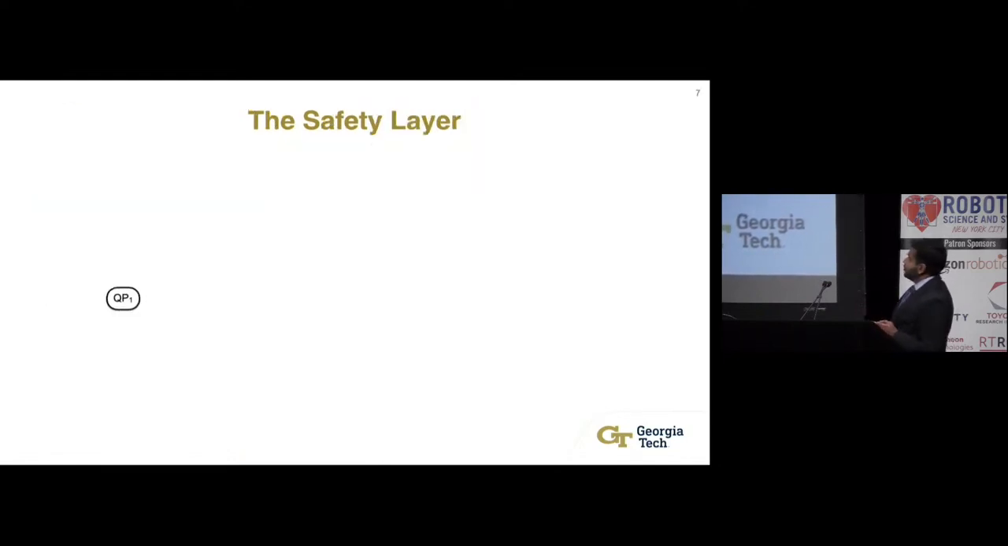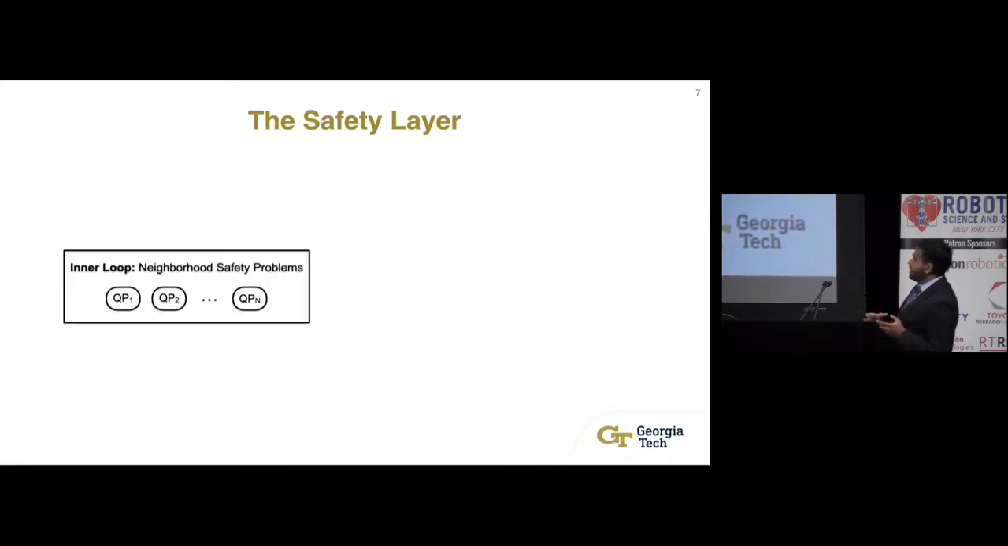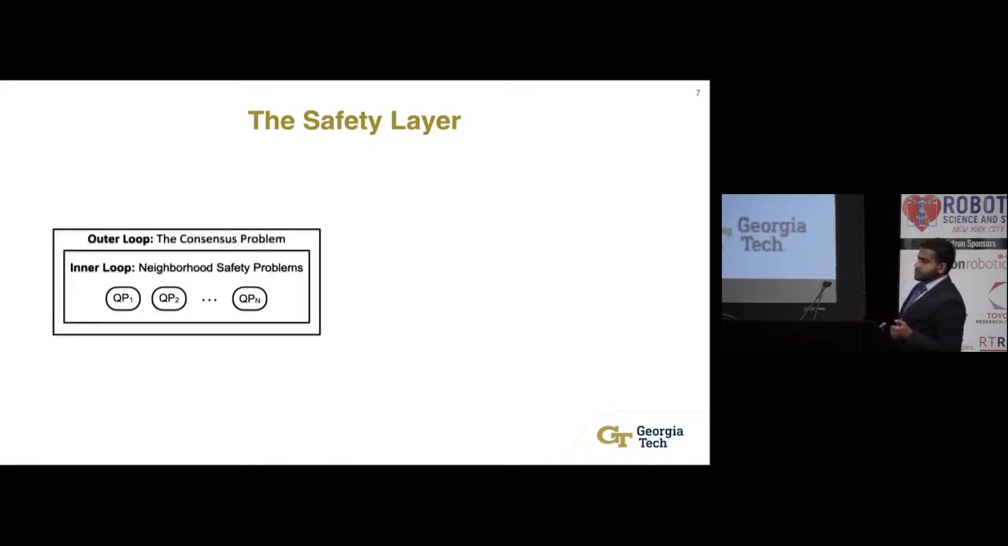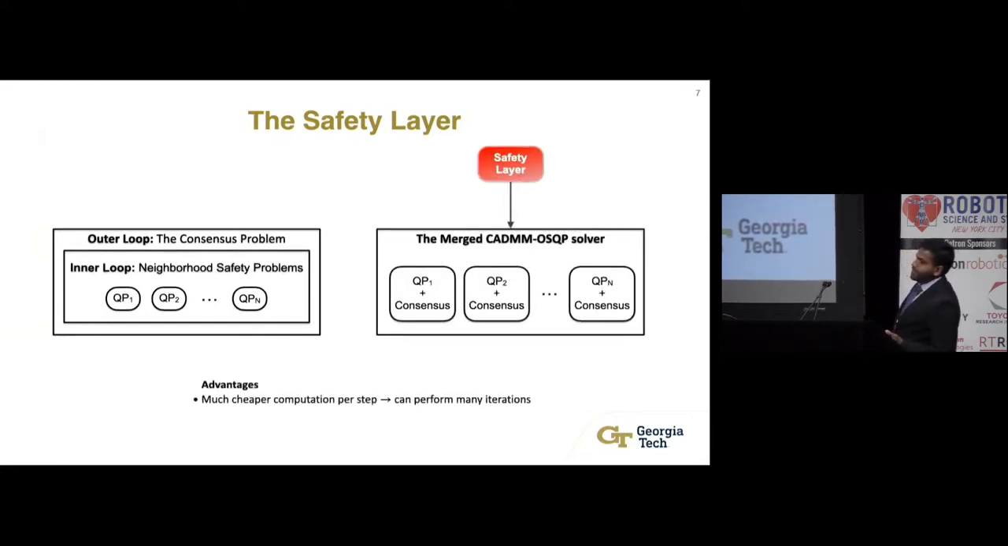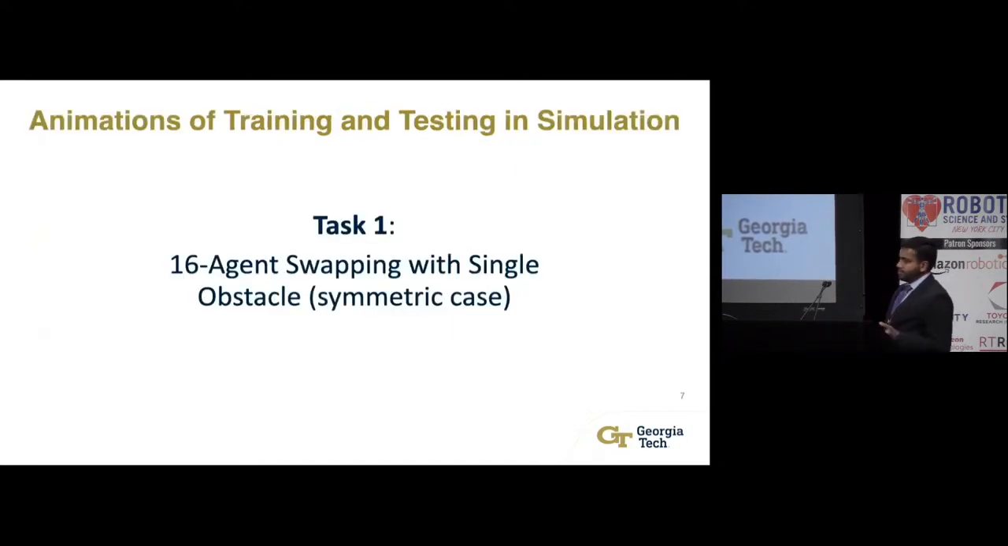Now, the safety layer: one way to implement it is to solve the local neighborhood QPs in parallel in an inner loop until convergence, and then use consensus ADMM in the outer loop to solve for the consensus problem. But instead of this nested structure, we propose merging both the loops and solving both the problems in the same ADMM cycle. For this, we adopt the OSQP solver. The advantage is that each step is much cheaper and the overall algorithm is much faster.